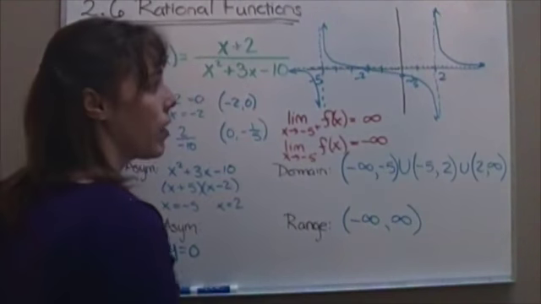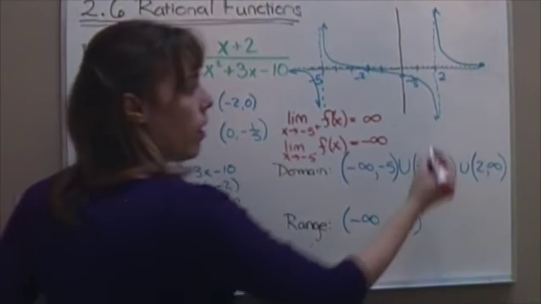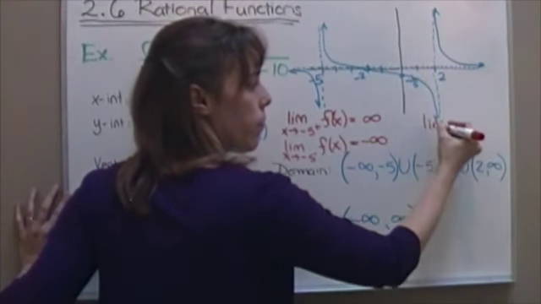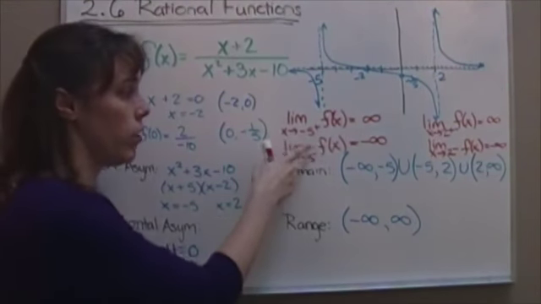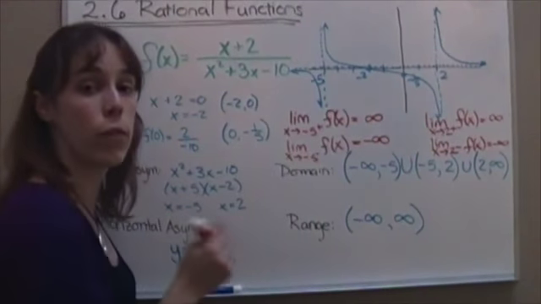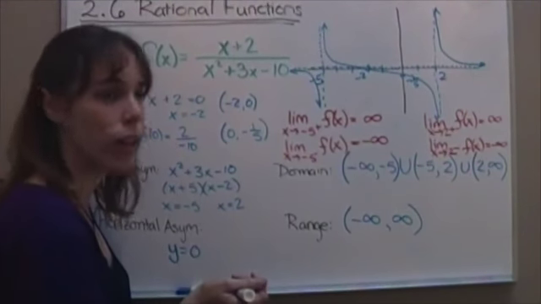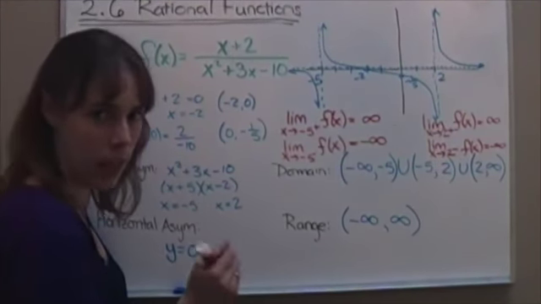Okay? I can do the same thing for 2. And it would look like this. You only have to give this limit notation at the asymptotes if the problem specifically asks for it. I do not need to see it every single time.